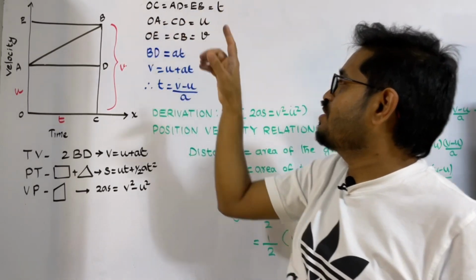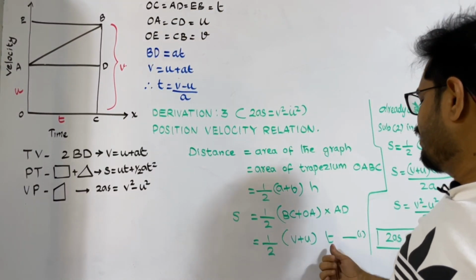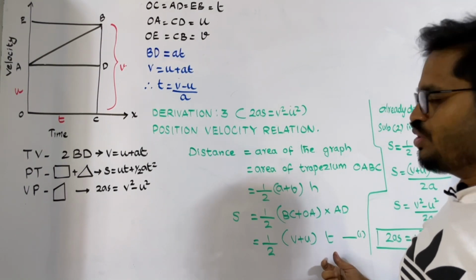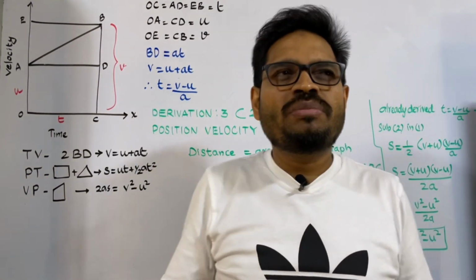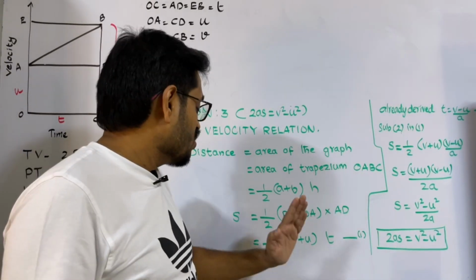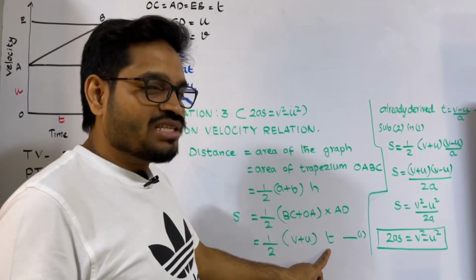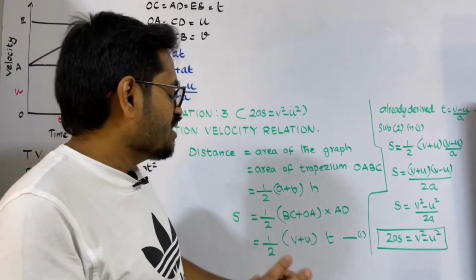OC equal to AD, which is time. So we have written that here also, that is time. So (V plus U) into T. Then some people will get stuck here and wonder, what is next? Guys, when you are stuck on this particular point, what do you do? This last letter T is the one troubling us.